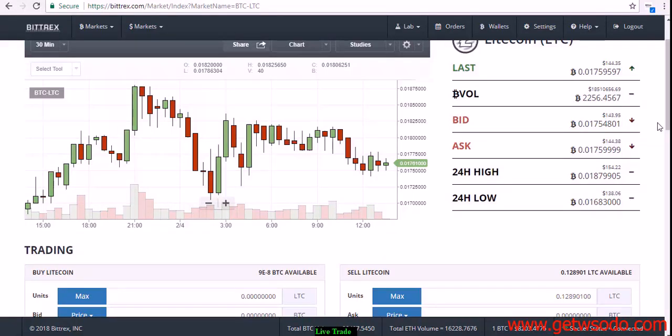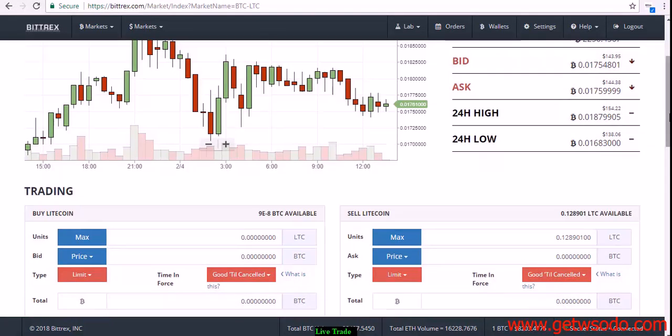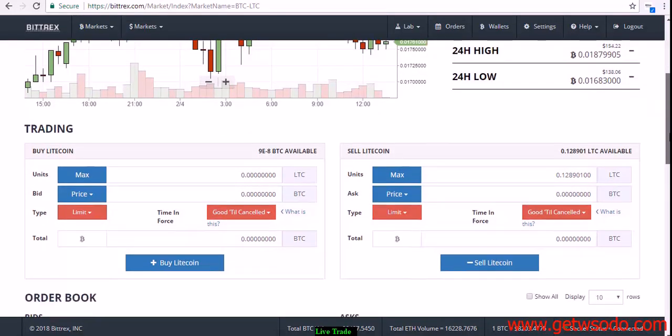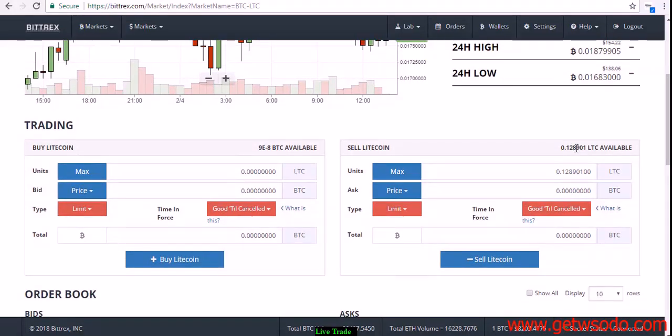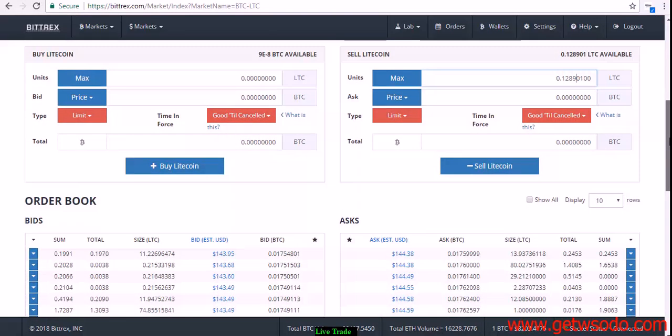Alright guys, I'm going to do a live trade demonstration in here. Nothing super significant, but I have some Litecoin in here that I'm just going to sell. So I just click this, it loads the Litecoin in here, how many units I have, and I'm just going to look at the bids and the asks right now.